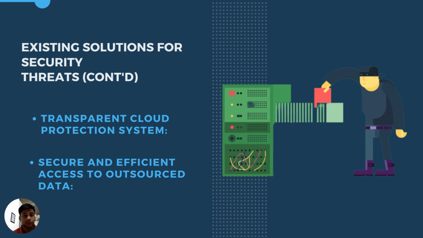Continuing the existing solutions for security threats, a transparent cloud protection system is another point. This is intended to protect the integrity of the guest virtual machine and of the distributed computing middleware by allowing the host to monitor guest VMs and infrastructure components.